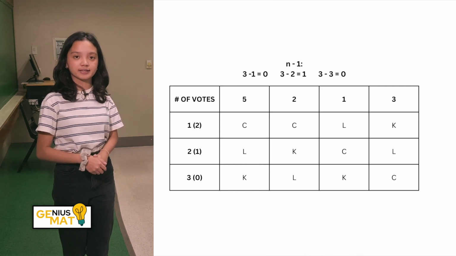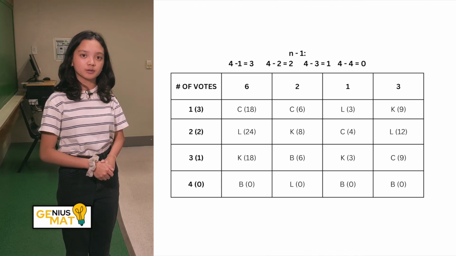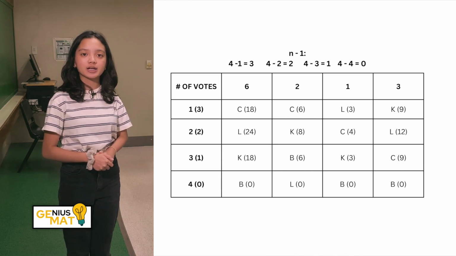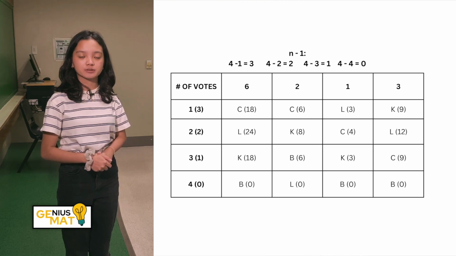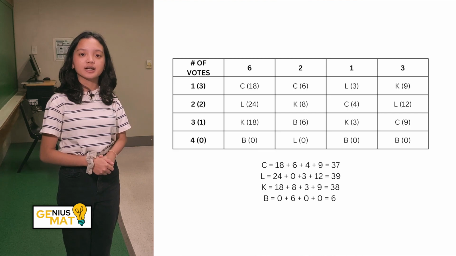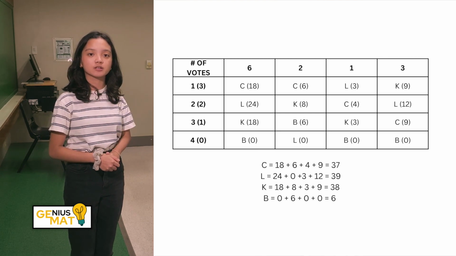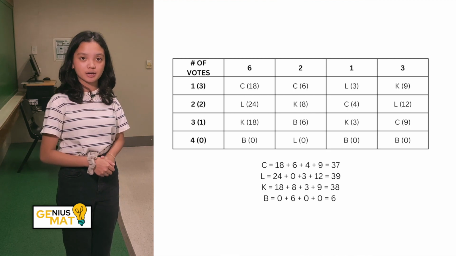It should look like this. In order to get the total points for each player, we will just add all of their respective points. As you can see, L won using the Borda count method because he got 39 points overall, which is the biggest points among all 4.